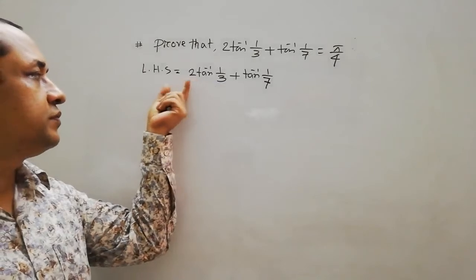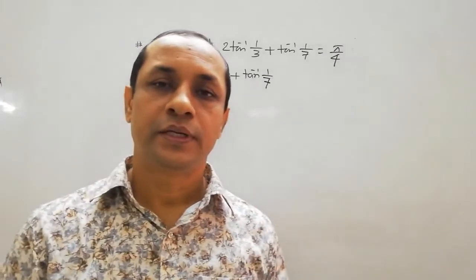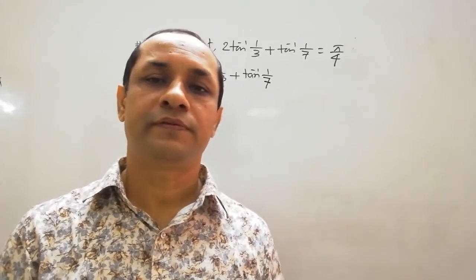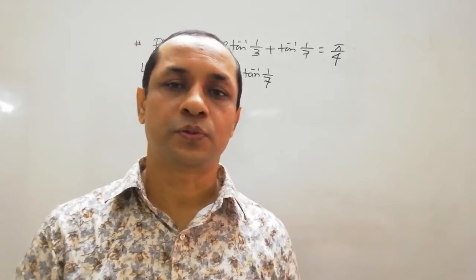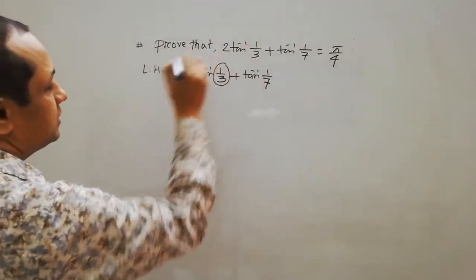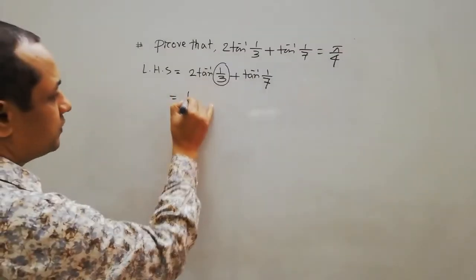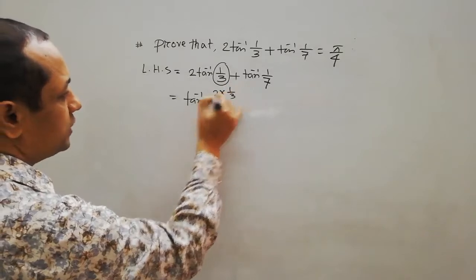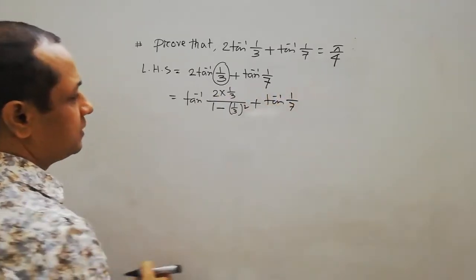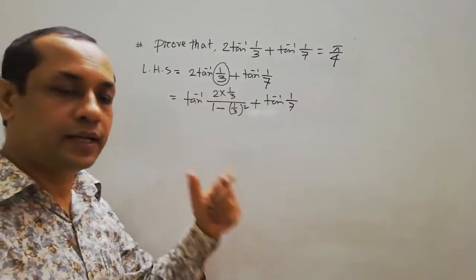Now student, here using formula, convert 2 tan inverse 1 by 3 to tan inverse. We know that 2 tan inverse x equals tan inverse 2x by 1 minus x square. Student, you have learned in the previous class, 2 tan inverse x equals tan inverse 2x by 1 minus x square. Now considering 1 by 3 equals x, so using formula, tan inverse 2x by 1 minus x square plus tan inverse 1 by 7.